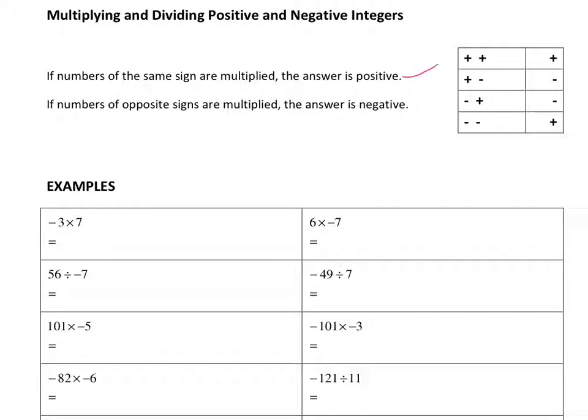So we're looking at the same sign, which is there and there. Now one thing I've forgotten to write is that it's either multiplied or divided. So you can add that in there if you like.